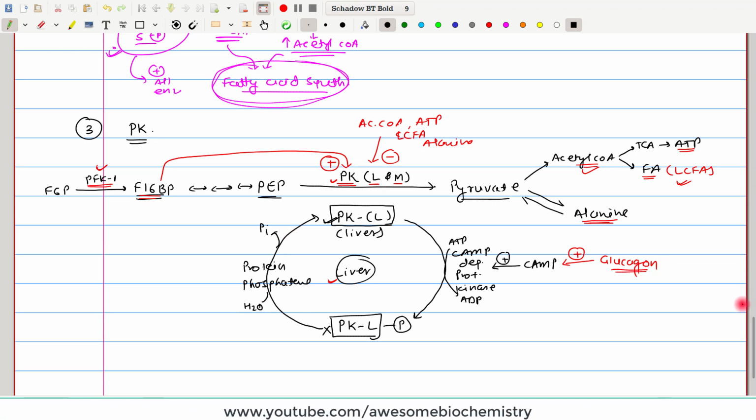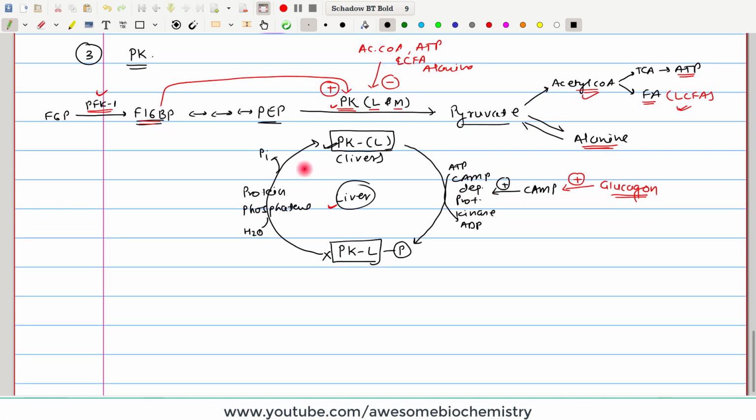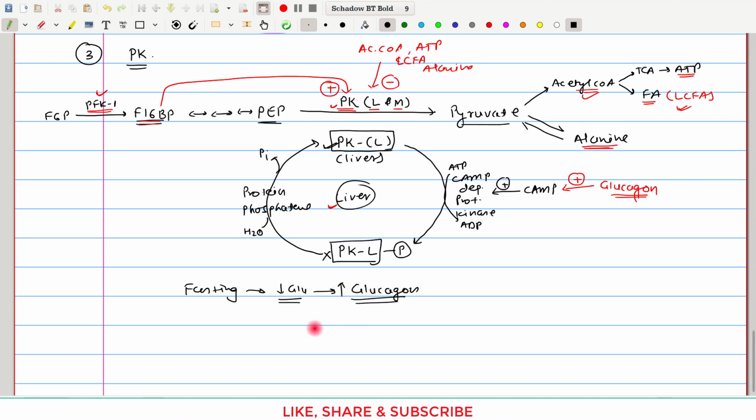Now, see what will be the impact of this liver subtype's regulation by glucagon. Whenever you are fasting, in the fasting state, there will be a low glucose concentration, right, because you are not getting glucose from the diet. So at that time glucagon hormone is synthesized. This glucagon hormone, in the liver only, inhibits this pyruvate kinase, it is inactivated. So this step is inhibited and we can say glycolysis is inhibited.